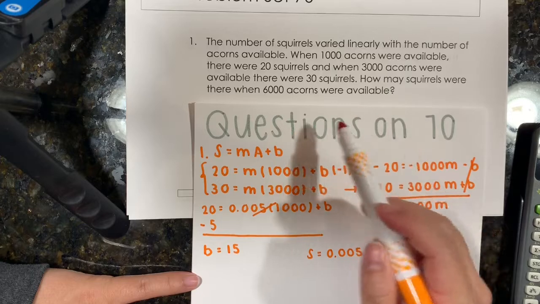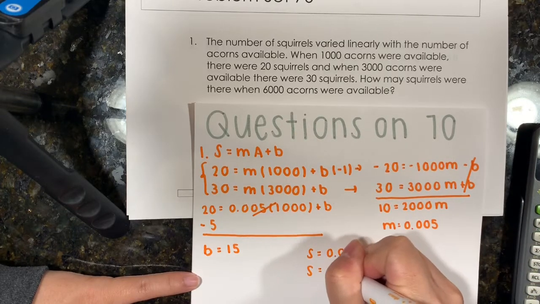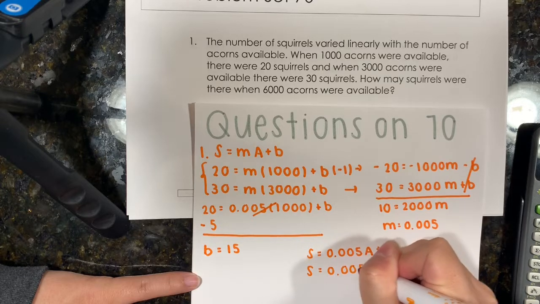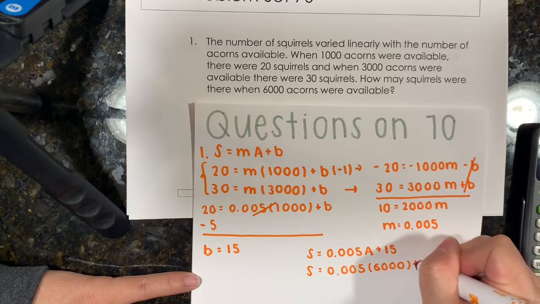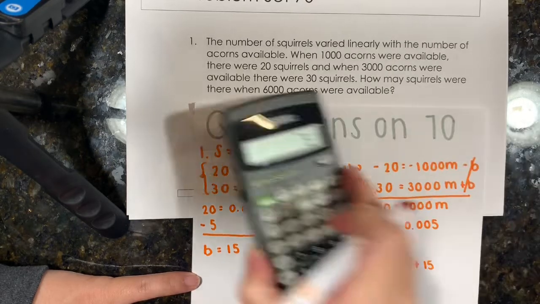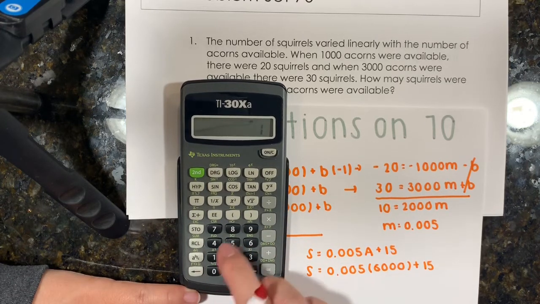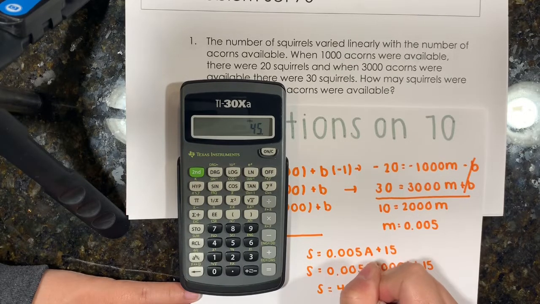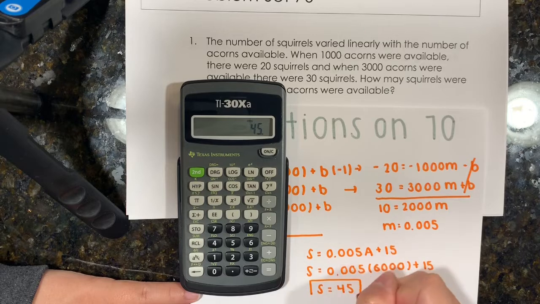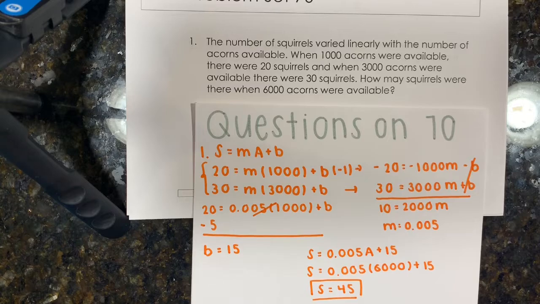Now, how many squirrels were there when there are 6,000 acorns available? Just have to plug that into this equation. So I'm going to use my calculator. I have 6,000 times 0.005 plus 15, which gives us S is equal to 45. So we had 45 squirrels.